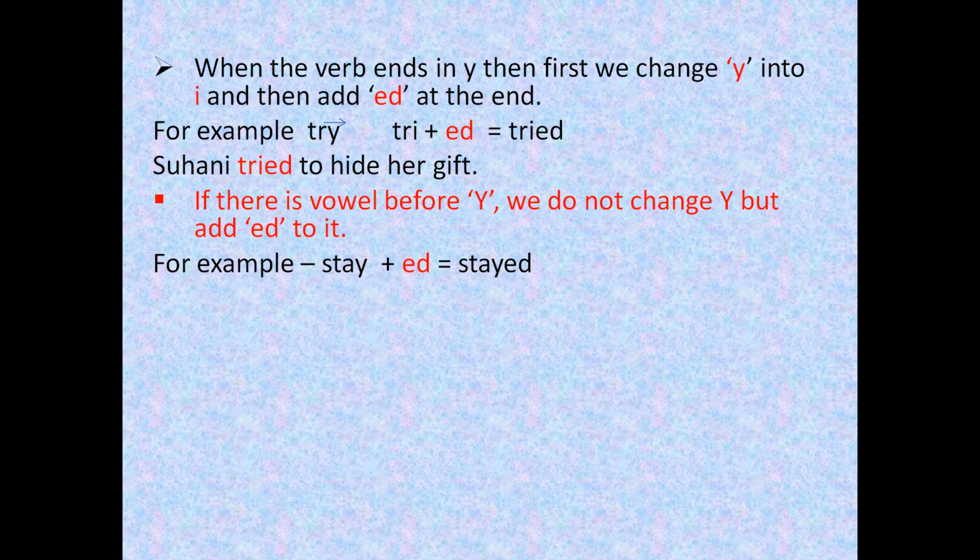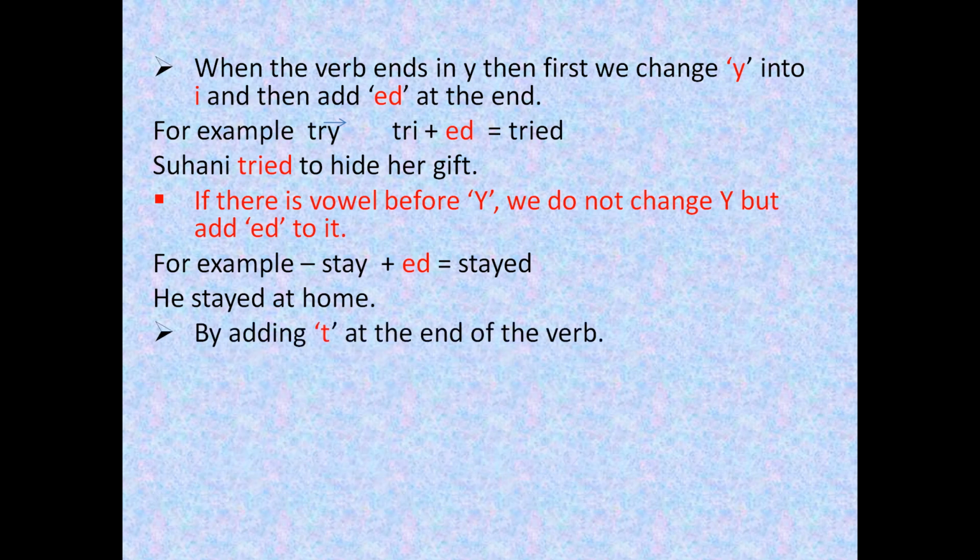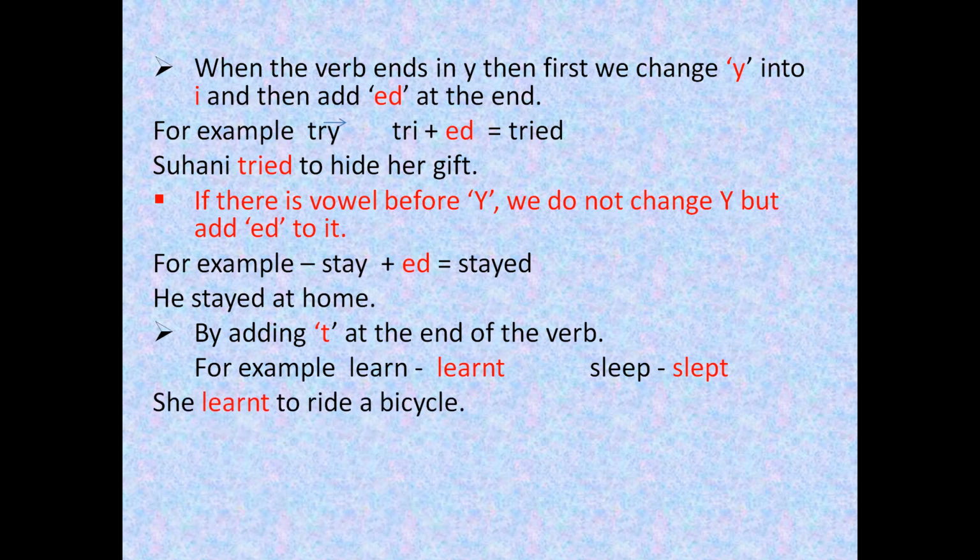There are some verbs in which we add t at the end to make past form. For example, learn becomes learnt, sleep, slept. Sentence can be formed like this, she learned to ride bicycle.